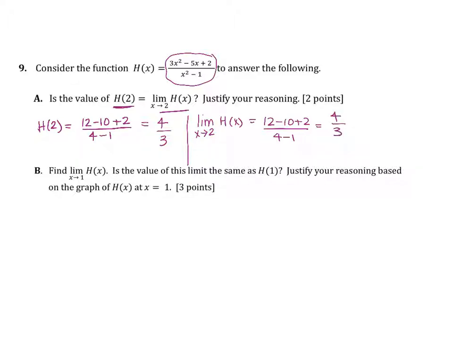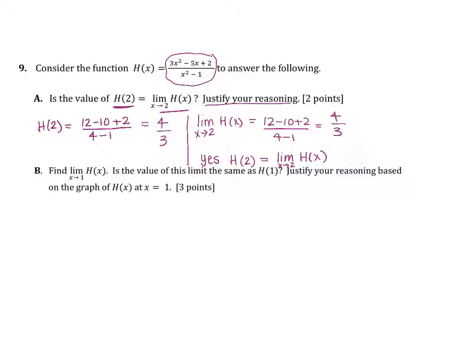And so this justify your reasoning is shown here in your work. All you need to do is come back and say yes, or you can say therefore yes, whichever. But yes, h at 2 is equivalent to the limit as x approaches 2 of h at x. And that would get you your full points.